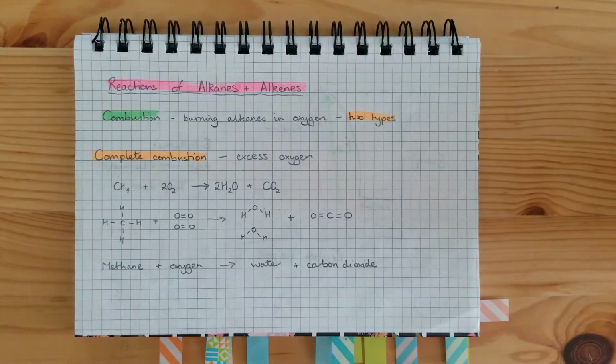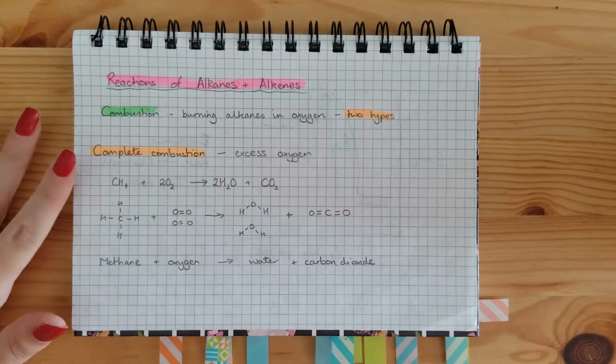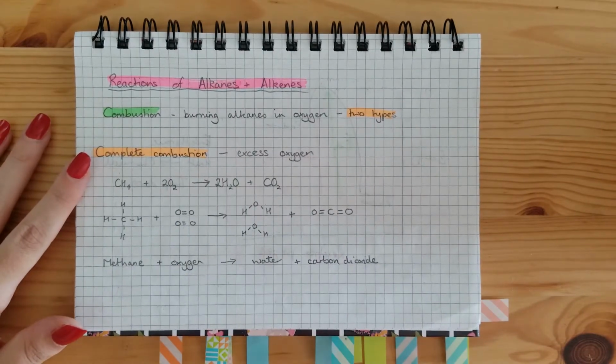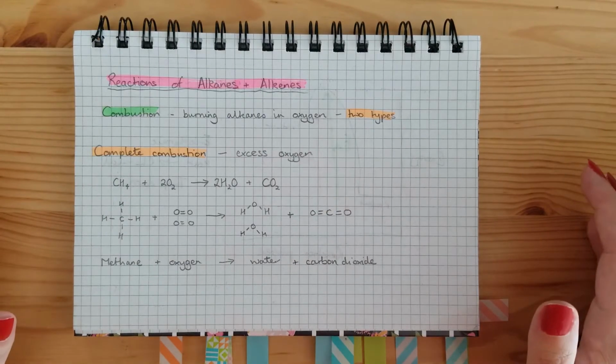Okay, so to recap our live lesson, the combustion aspect. Combustion is defined as the burning of alkanes in oxygen, only oxygen, and there are two different types, as you can see here. So our first one is complete combustion. Now this only happens when we have excess oxygen. So what do we mean by excess oxygen?